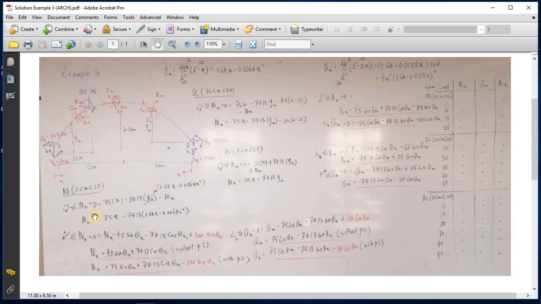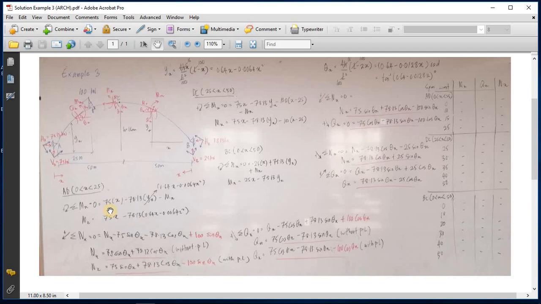By taking a moment at a cut section right here, in this range they have reactions, but here you need to resolve all the reactions and the load into components as usual. So by taking a moment at the cut section, we have 75x from the vertical reaction, minus 78.13, which is the horizontal reaction at A, and it will give us a negative moment because it is counterclockwise, and multiply with the y-axis.